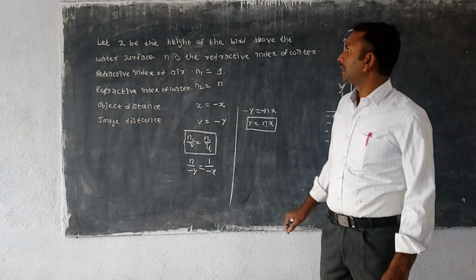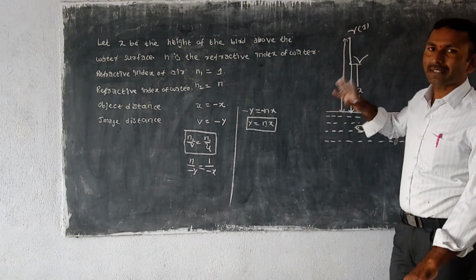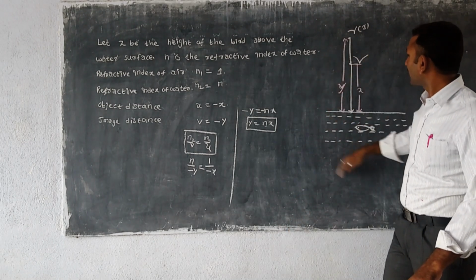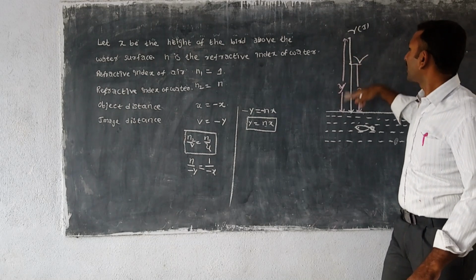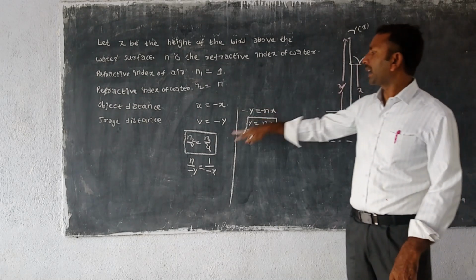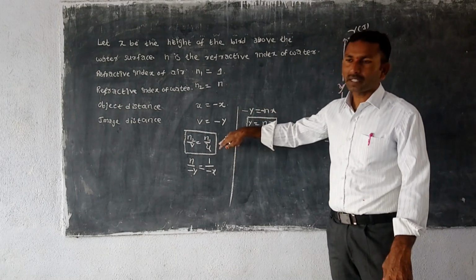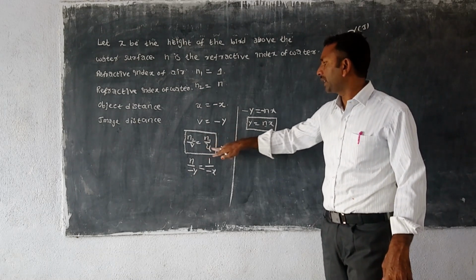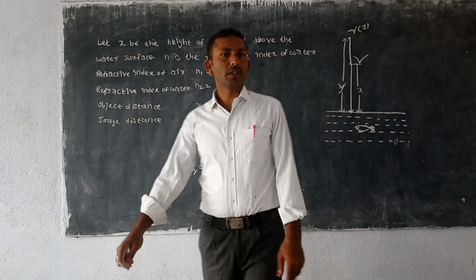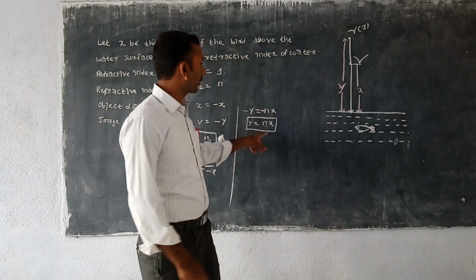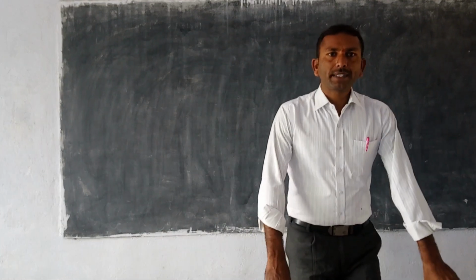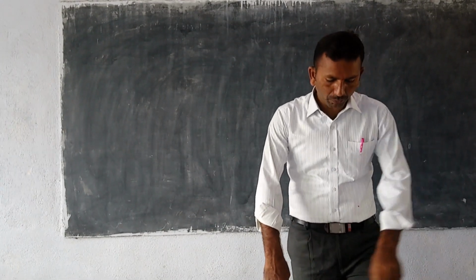Okay. First, if any values are given, based on the values we have constructed a picture and found these values, and finally by applying this equation for the plane surface, n2 by v equals to n1 by u, we got this value y equals to nx. Right? The next problem is example 2.